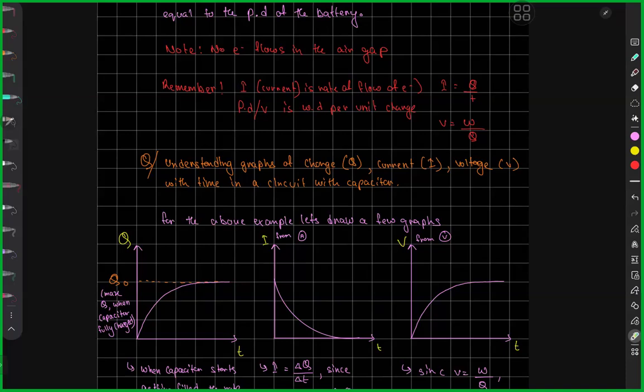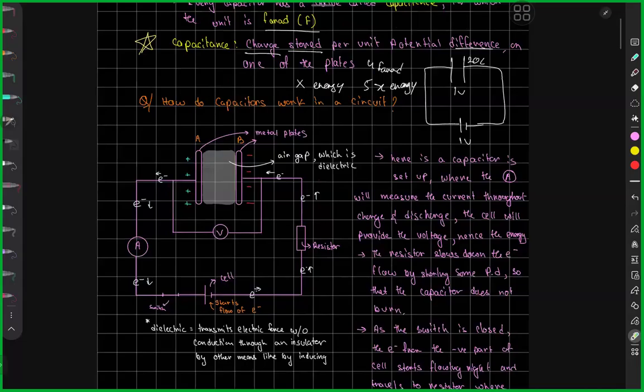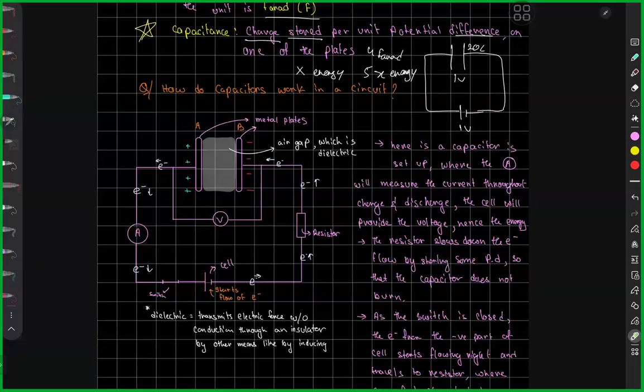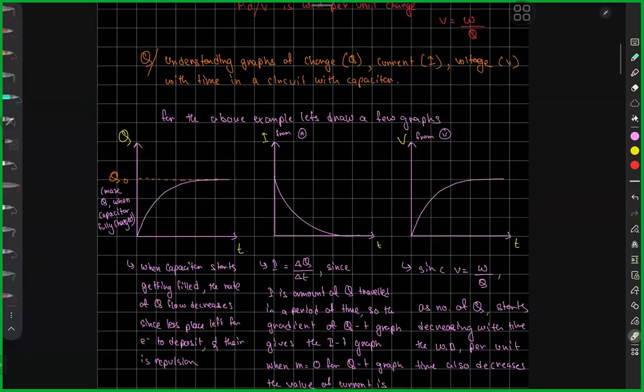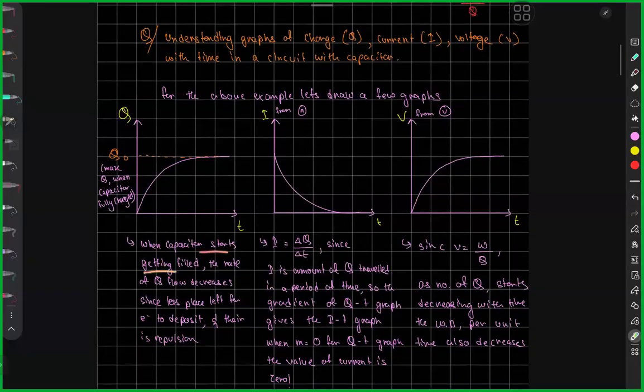No more charge is built up. Well, the potential difference across this and across this is equal. That's the key idea. So when the capacitor starts getting filled, the rate of charge flow decreases since there is less place left for the electrons to deposit, and there is repulsion from plate B. Okay, that's the key idea. Any question so far? If so, ask me.